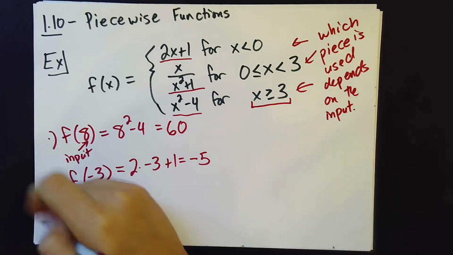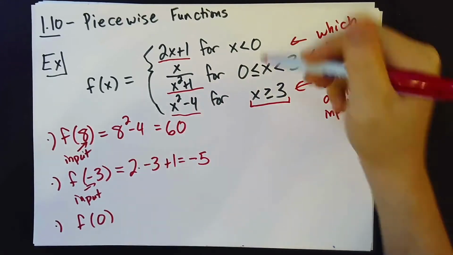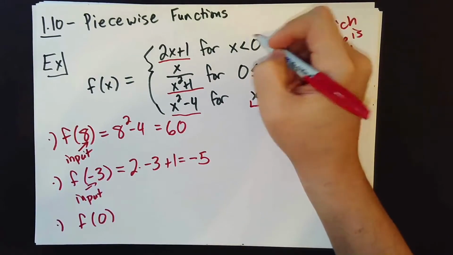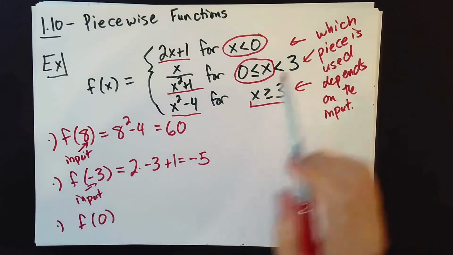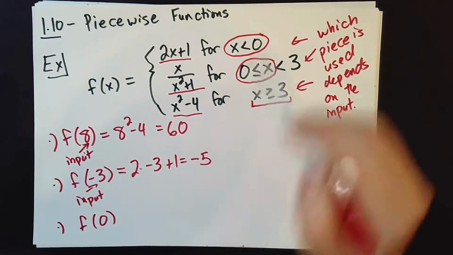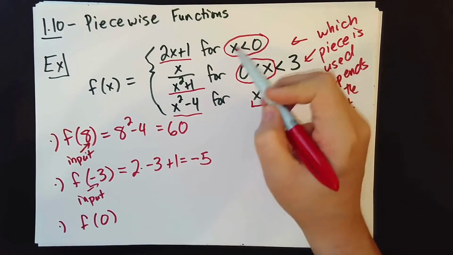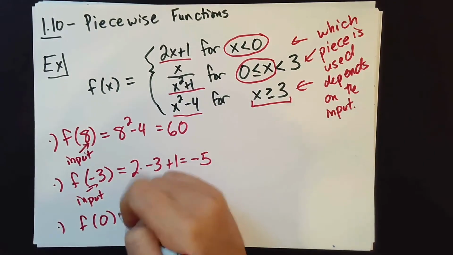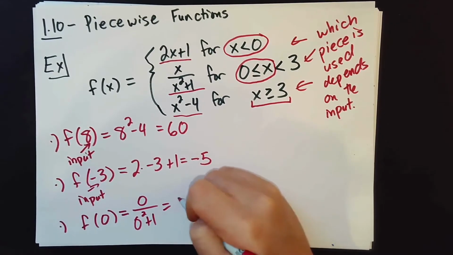Now, there's the sticky question of what you do if you put in something like f of 0. 0 is right on the border between the first line and the second line. But actually, we can see by comparing this piece and this piece that 0 is really supposed to go into the middle line, because here it is 0 less than or equal to x, and here it is x less than 0. So the strict less than means 0 is not included, whereas the less than or equal means 0 is included. So I use the second line, and I would get 0 over 0 squared plus 1, which is just 0.